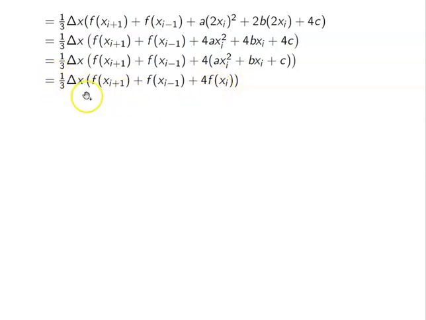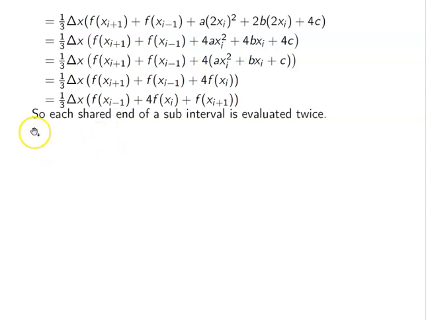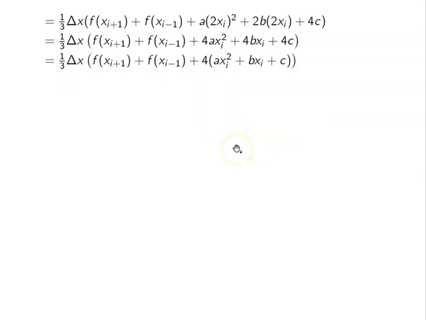So I have 1/3 delta x, my function evaluated at the rightmost of the two, the leftmost of the two, and 4 times the function evaluated at its shared side. If I just move stuff around so that it goes first, middle, and last, left, the middle shared value, and the right value, it looks like this. Each shared end of a subinterval is evaluated twice.